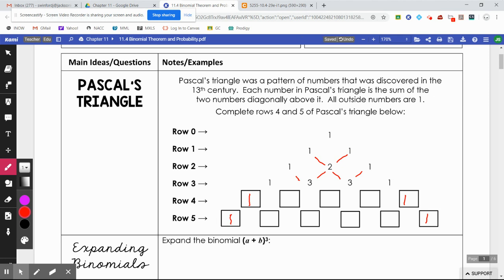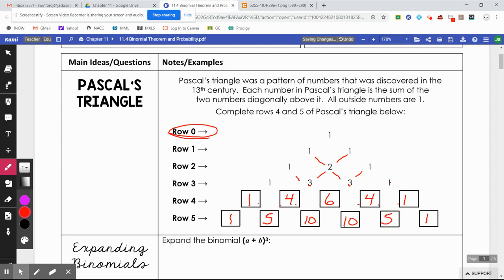So in order to find the number that goes in this first box, we simply add the two numbers above it, which are this 1 and this 3, which gives us a 4. Add together 3 and 3, it gives us a 6. Add together 3 and 1, and it gives us another 4. The last row, row 5, and I do want to point out the first row we call row 0, and that's going to become important in just a second. To find this number, we add together the 1 and the 4, and that gives us a 5. Add together a 4 and a 6, and that gives us a 10. Another 6 and 4 gives us another 10, and a 4 and a 1 gives us another 5.